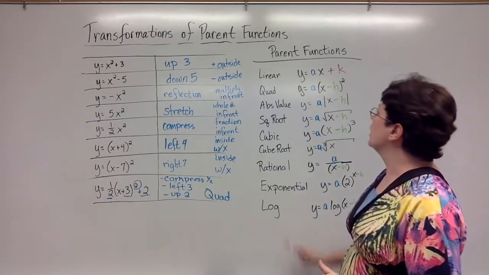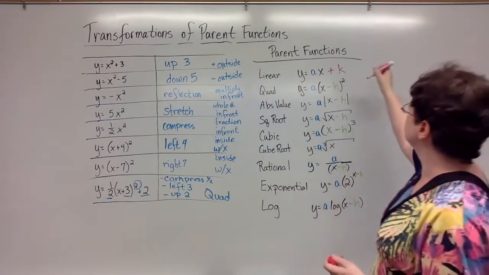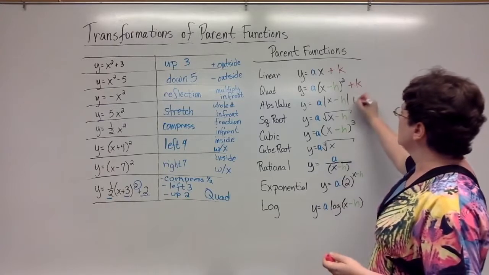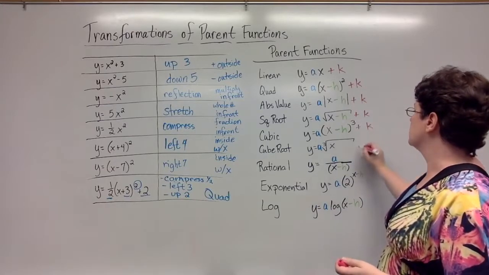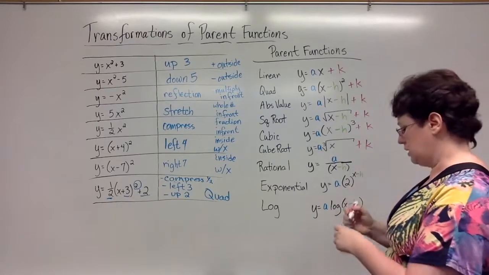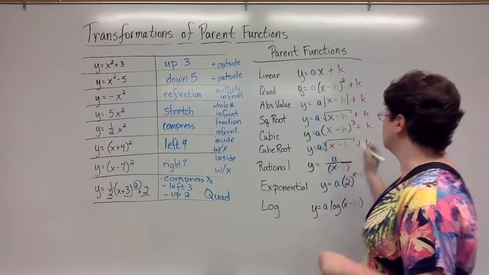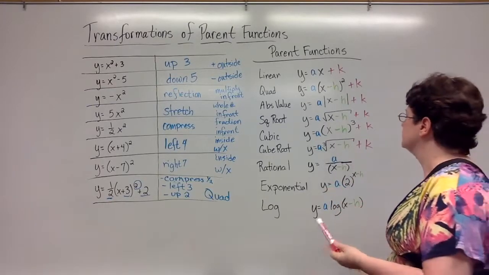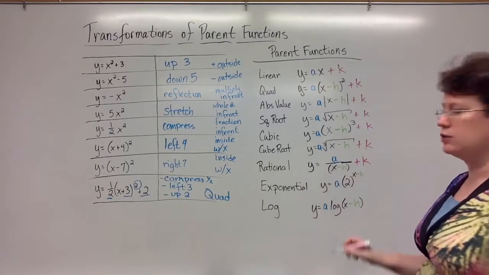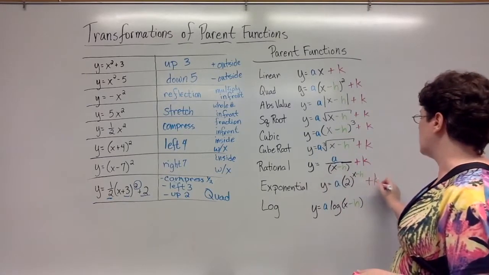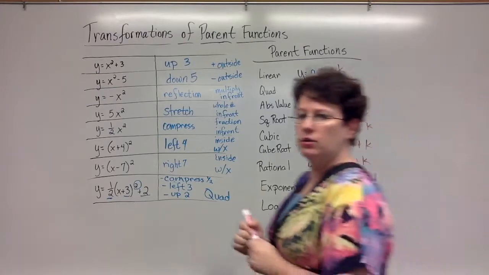Okay? Now we can do our up and down. Up and down is added at the outside. Guess what we're going to do? We're going to add it to the outside. It's outside the square root, outside the cube, outside the cube root. I missed one. I know, you should have said something, right? You probably did, and I just didn't hear you. Every single time. Rational, look, it's outside of that fraction. Exponential, it's outside the exponent. Log, it's outside the log, okay?